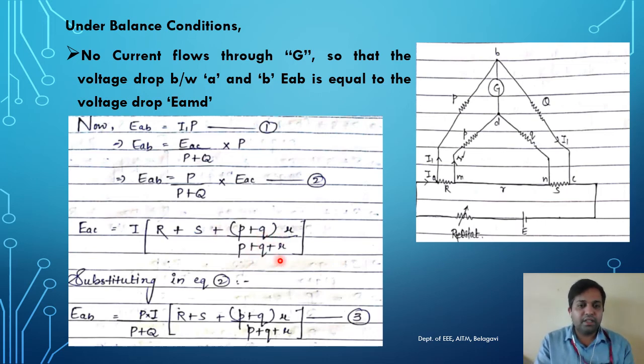Now substituting the value of ES in equation number 2, that is P by P plus Q into I and this entire term. Let us represent this equation as 3.